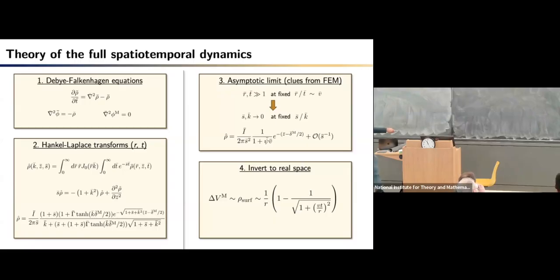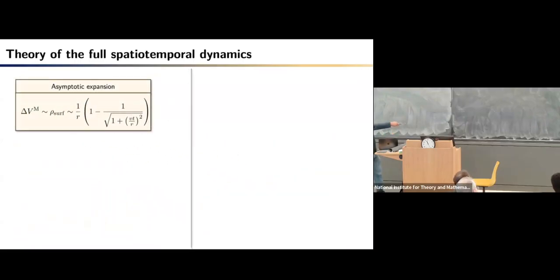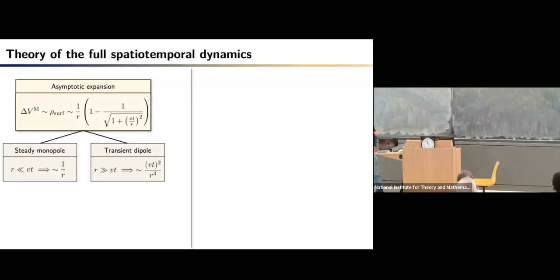Because if you see this expression, there is r, there is time, and there's also v. So v times t defines a dynamic length scale, right? And so for r much less than vt, you get back the monopole. And for r much greater than vt, you get the dipole.